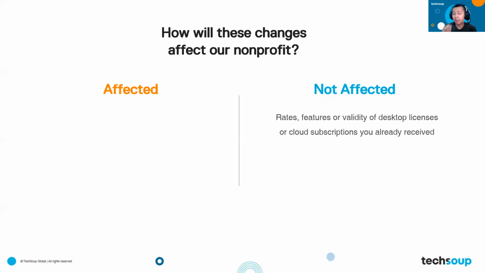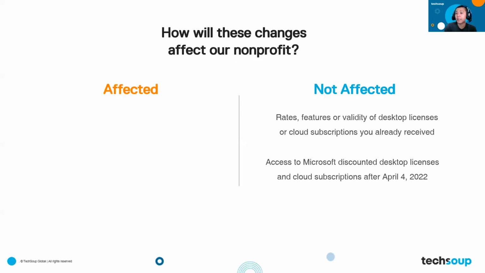What won't be affected are, first, the rates, features, or validity of even donated desktop licenses you've already received. If you've received Office Standard or Windows Get Genuine from the program before, those will not be affected. Those will remain valid and usable for you. In terms of cloud subscriptions, those are again not affected at all, because the changes are exclusive only to the Microsoft donated license program.